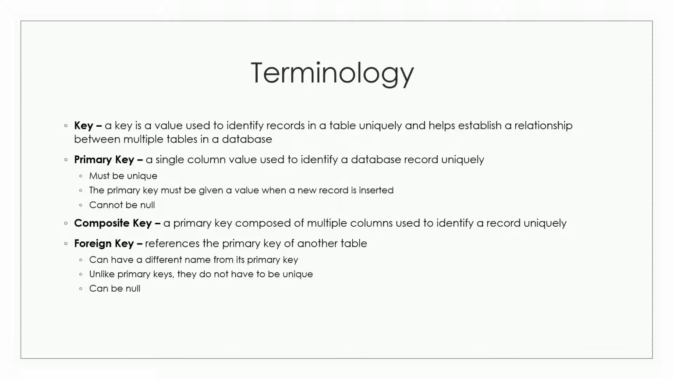Primary keys are a single column value used to uniquely identify each record in a table. Every time a new record is inserted, the primary key must be given a value. Finally, they cannot be left null, as you will see in our example coming up. A foreign key is similar, but they do not have to be unique and can also be left null. A composite key is basically just multiple primary keys grouped together in their own table.